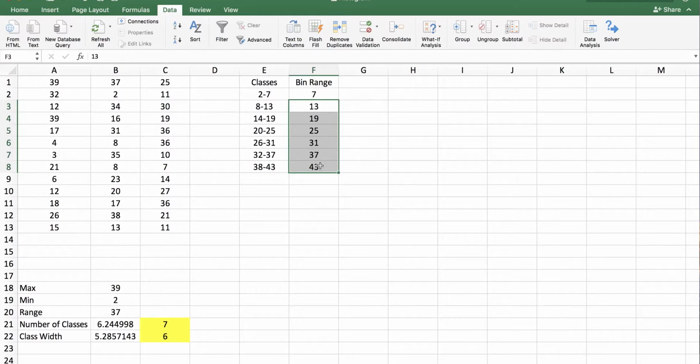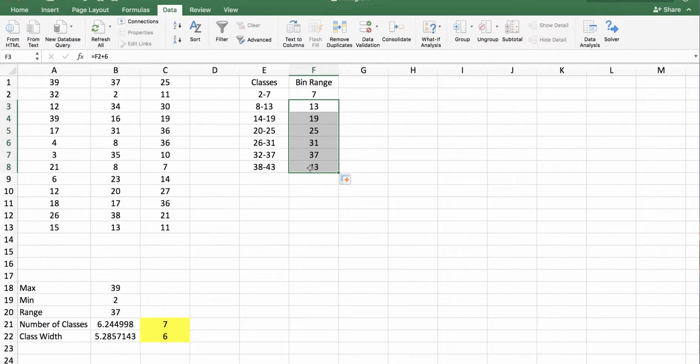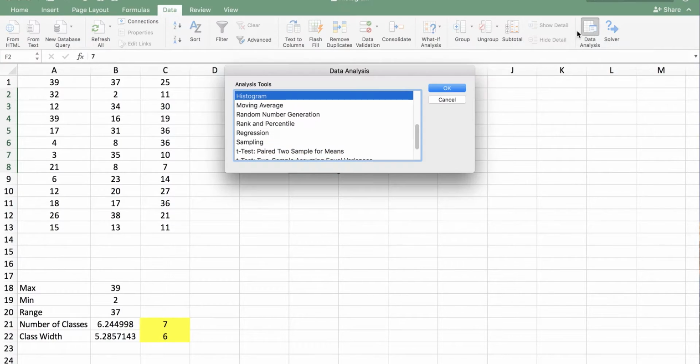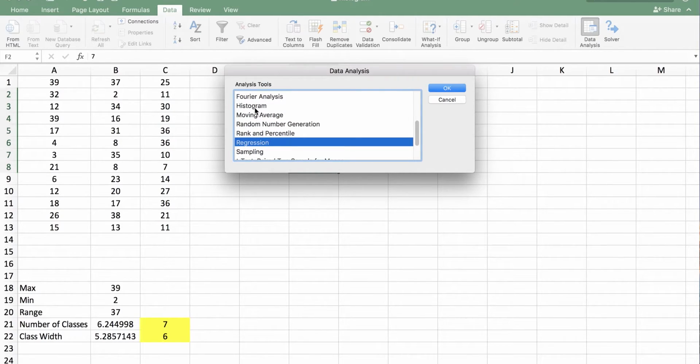So what you could do instead of typing them manually is to add 6 to the previous upper limit and then go to the bottom right and drag them down to calculate all of them automatically rather than typing them manually, okay? So I have my bin ranges, and now I can go to the Data tab on Excel, and you should have Data Analysis Tool Pack, and then select Histogram. When you open the screen, you'll probably see regression first. Scroll up to find Histogram, and then say OK.